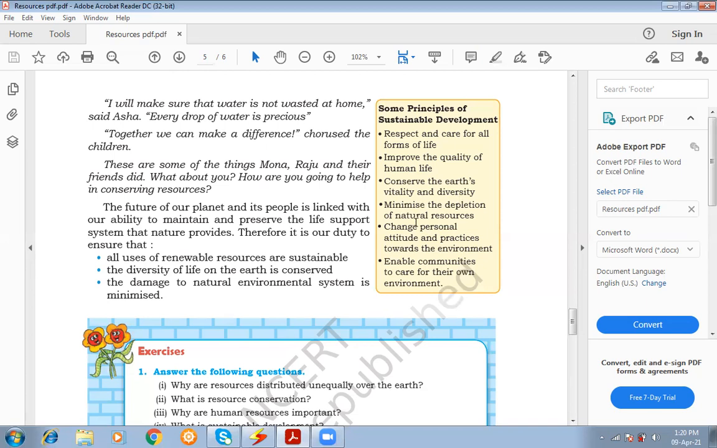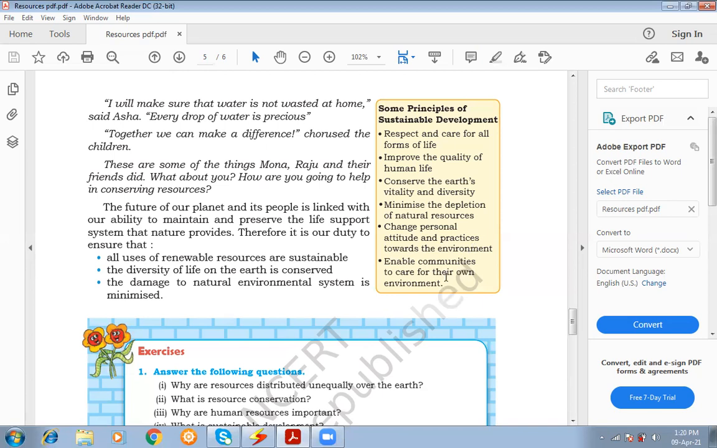Minimize the depletion of natural resources. We must try to help so that the depletion is minimized. Change personal attitude and practices towards the environment. We should not litter everywhere. We should not throw the papers or the waste anywhere. There are dustbins at public places which you can use, and you can throw the waste over there. So we have to change our attitude, then only we can expect others to change.